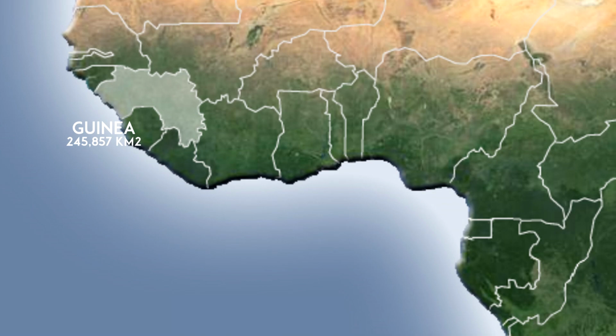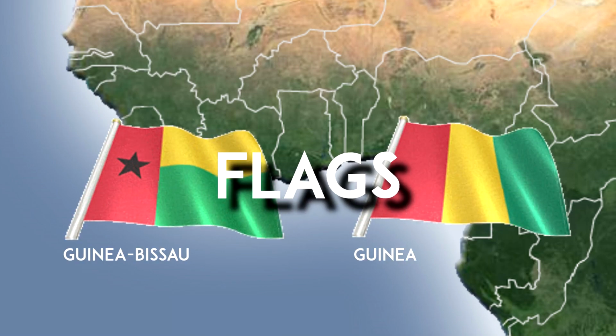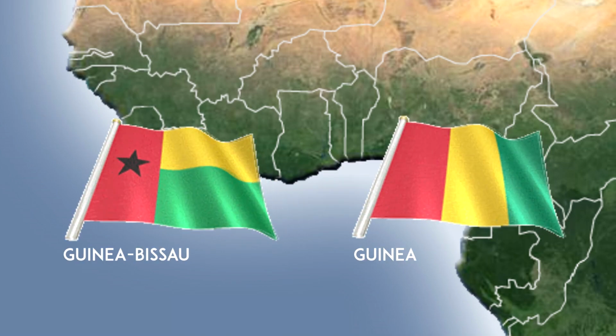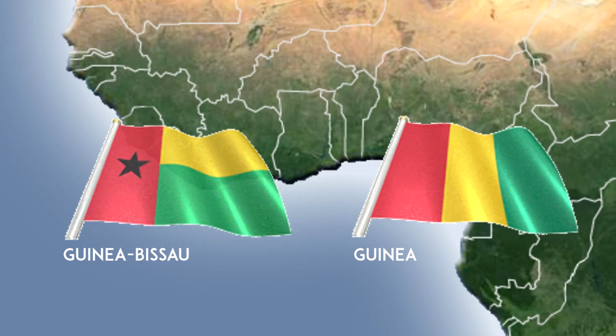In comparing the countries, Guinea is the biggest of the countries in land size, with Guinea-Bissau being the smallest. This would also mean Guinea has the largest of the population with 12 million people, while Equatorial Guinea is the smallest with 1.4 million people. Guinea-Bissau and Guinea share identical colors on their flags. However, Guinea-Bissau has a black star on its flag with perpendicular stripes.